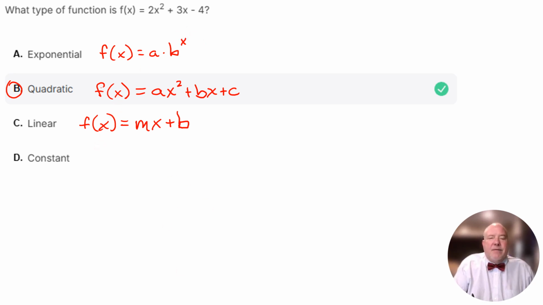A constant function, you don't really see these much, but that would simply be like f of x equals a constant, so any number. So that's a constant function. All right, so hopefully that helps you out. Make sure you know these different forms because you need to know what these functions look like.